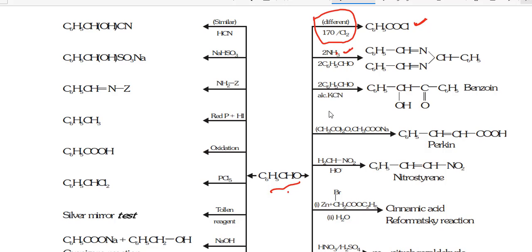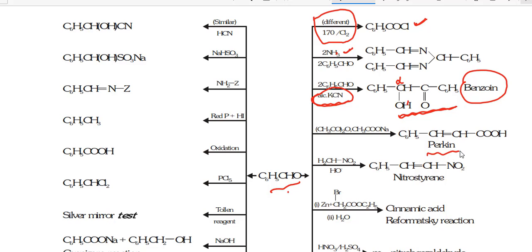Next, benzoin condensation. In the benzoin condensation we are getting alpha hydroxy ketones. Alpha hydroxy ketones are forming. The benzoin condensation takes place in the presence of alkaline cyanide. The product is an alpha hydroxy carbonyl compound. Alpha hydroxy ketone or alpha hydroxy carbonyl compound.